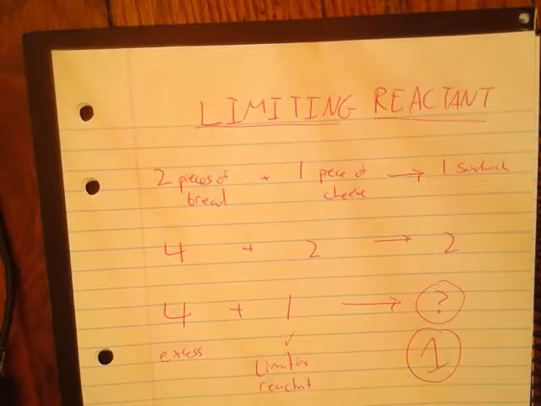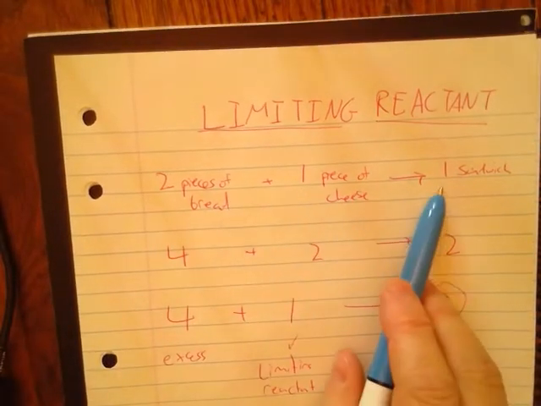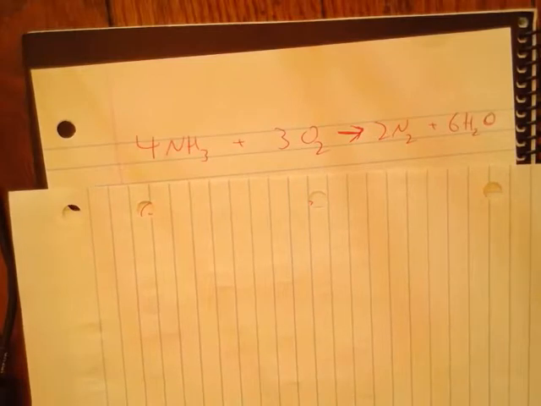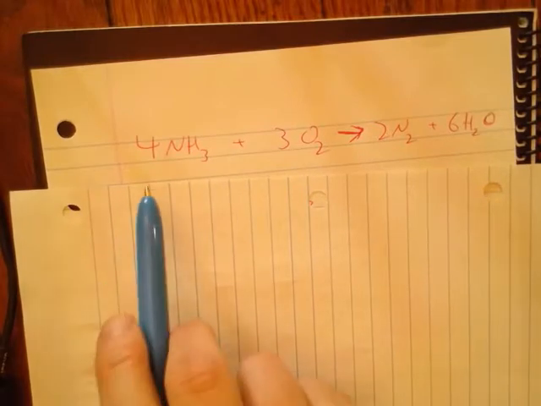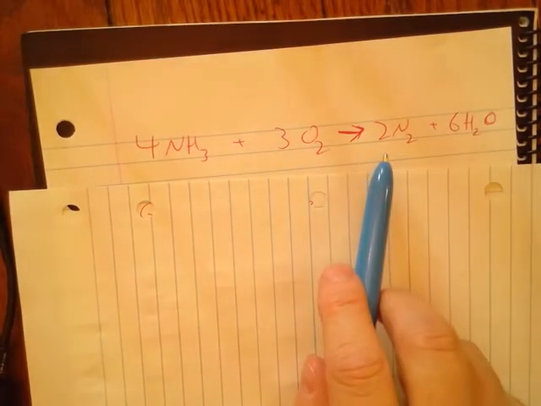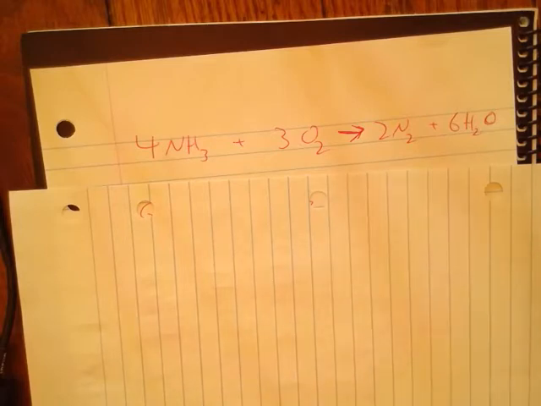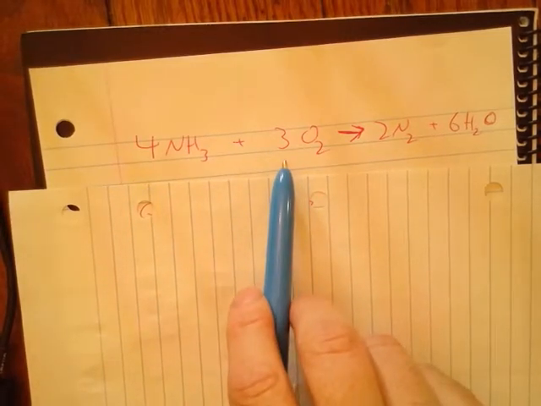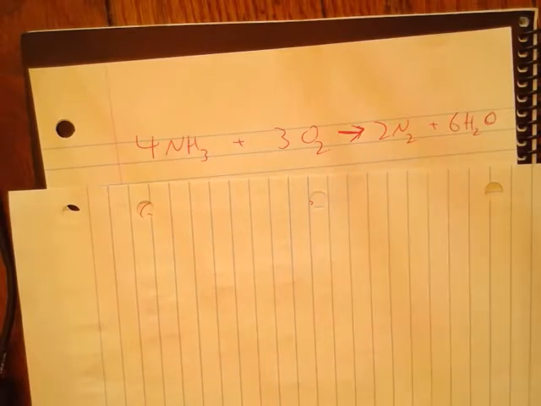So what does this have to do with chemistry? Well, these numbers here could be looked at as coefficients. This is just like a chemical reaction. So let's take a look at, once again, my classic reaction that I've done over and over again. 4NH3 plus 3O2 makes 2N2 and 6H2O, which means for every 4 moles of ammonia and 3 moles of oxygen, I'll make 2 moles of nitrogen and 6 moles of water.